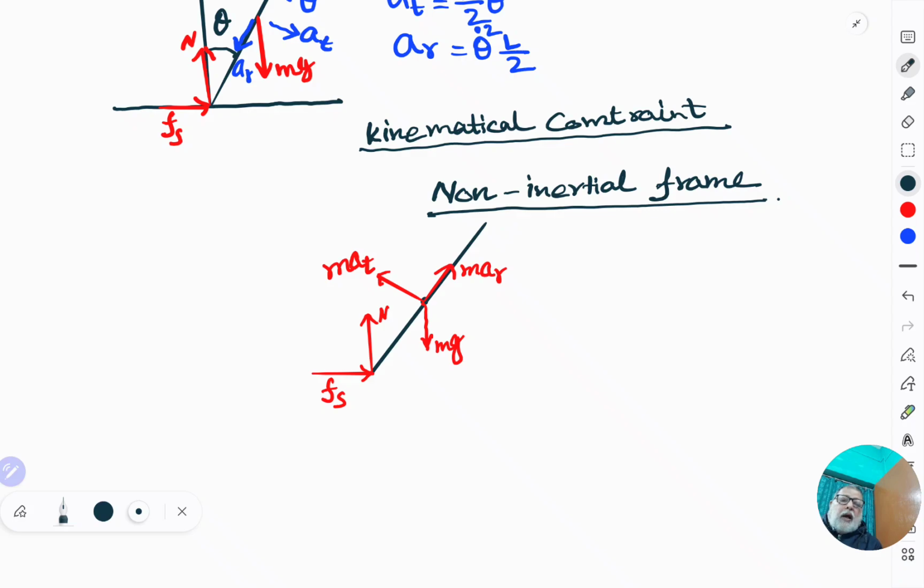I'll again come back to the discussion of this falling rod problem because there are some more interesting insights to be discussed. Thank you.